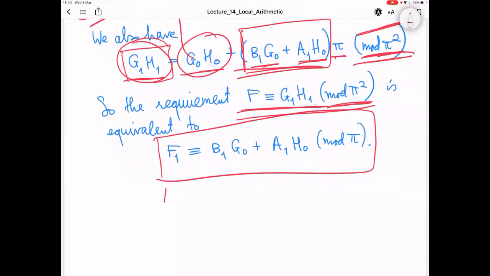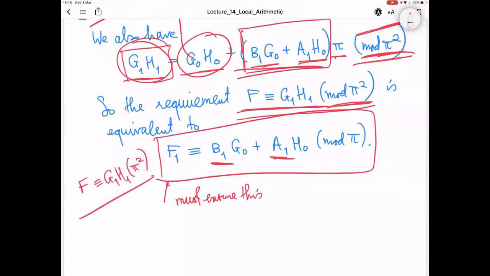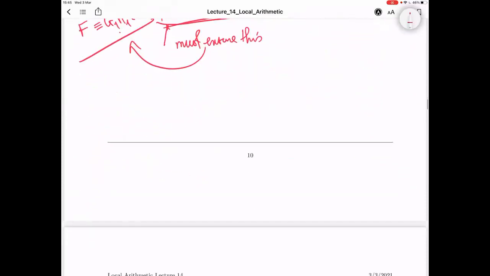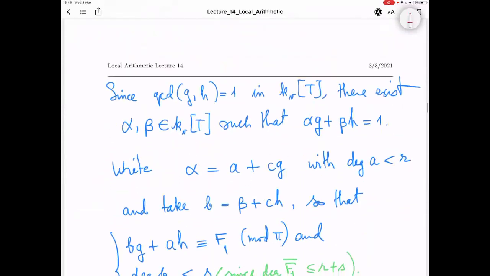Now this must ensure this. Remember, I said choose A1, B1, and they will automatically satisfy the first four conditions. But the important condition, which was that F should be congruent to G1 H1 modulo pi squared, is satisfied only if I ensure this thing here. Must ensure this in order to get this. Okay, how do we ensure this?